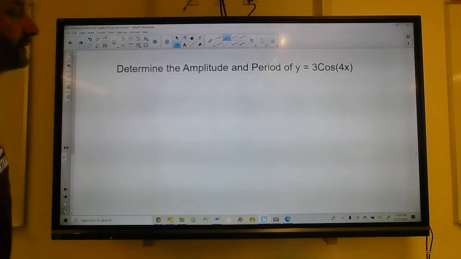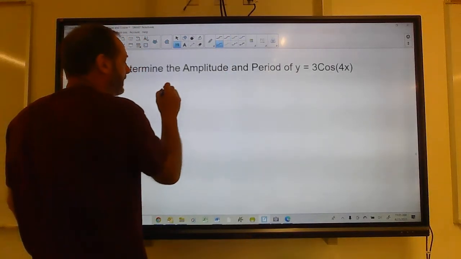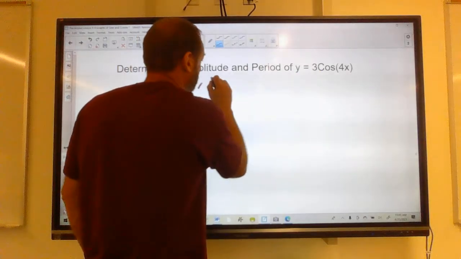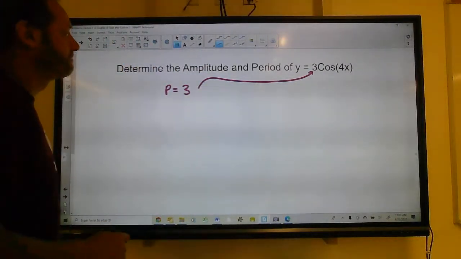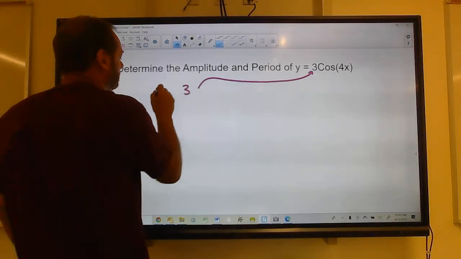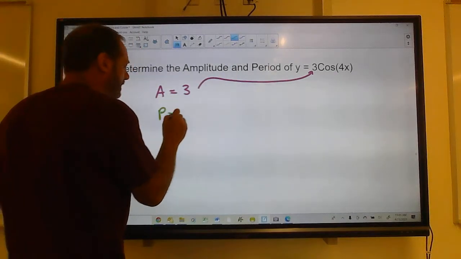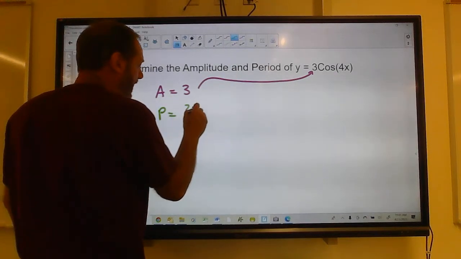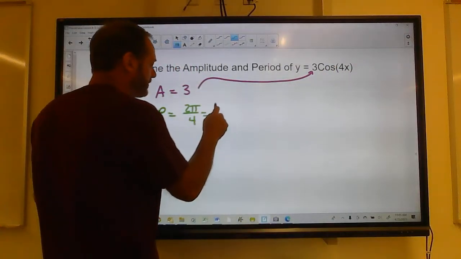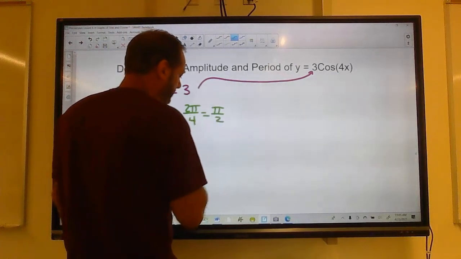Okay, so determine the amplitude and period of y equals 3 cosine 4x. This is an easy problem. The amplitude is just going to be 3. I'm sorry, the amplitude. All right, the period: since cosine has a period of 2 pi, I'm going to divide by whatever number is multiplied by x, so that's going to be 4. So the period is 2 pi over 4, which leaves you with pi over 2. Period's pi over 2.